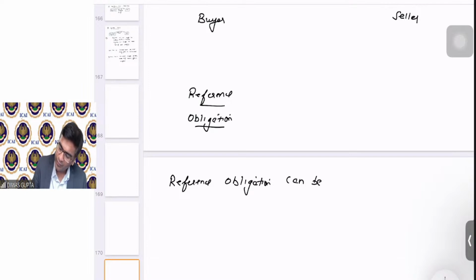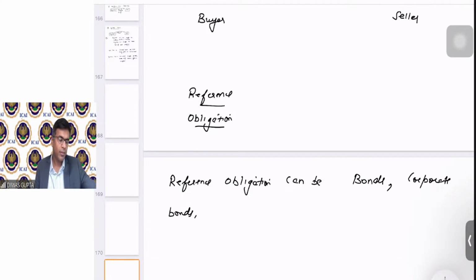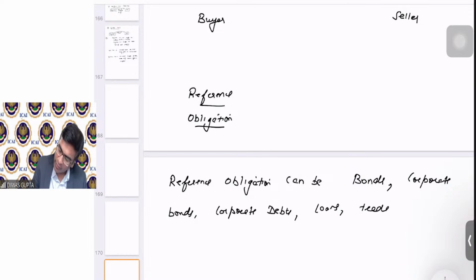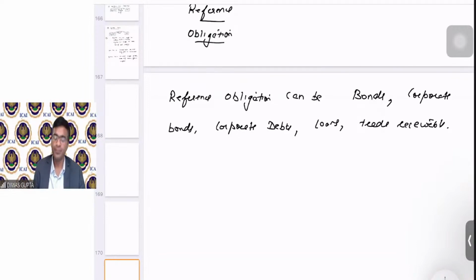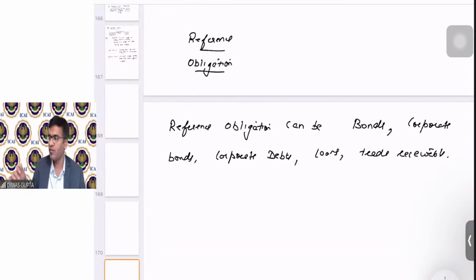can be bonds, corporate bonds, correct? It can also be corporate debts. Okay, it can also be a loan, any kind of loan, or it can be any kind of trade receivable. So students, any type of credit, whether in the form of a loan or in any other form, can form part of this reference obligation.